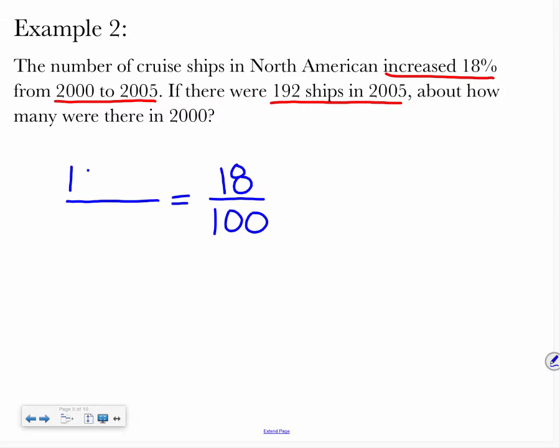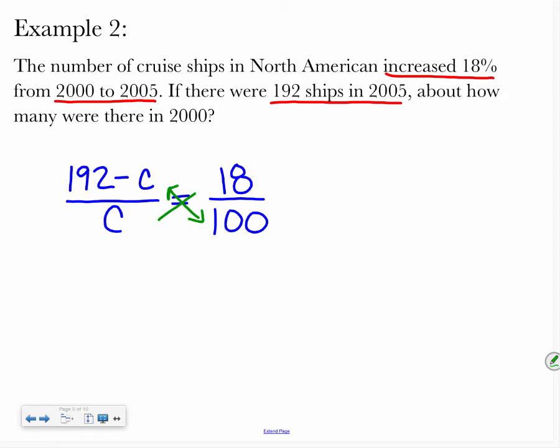So we can use that to help figure out the amount of change, right? So 192 minus a number, because we don't know how many were in 2000, and then over our original. So is 2000 or is 2005 going to be our original? Which amount of cruise ships? It's going to be 2000, right? Because that comes first. So our original number is going to be how many cruise ships we had in 2000. So we represent that with just C, because we don't know how many that is.